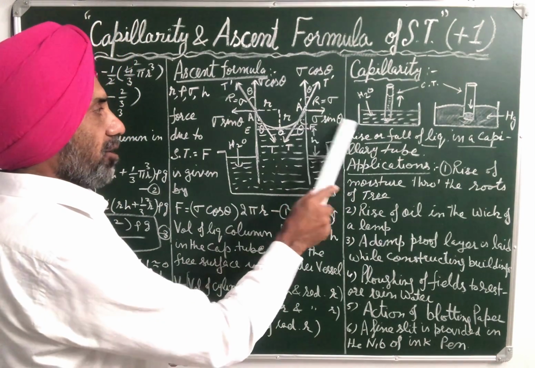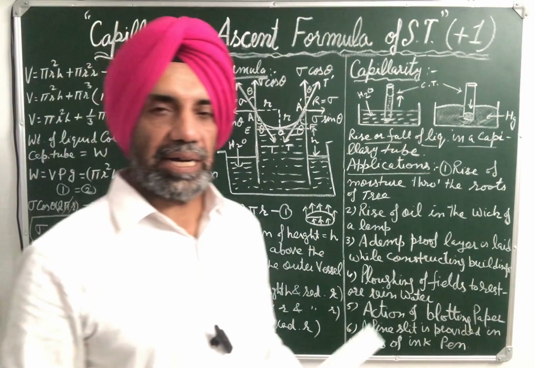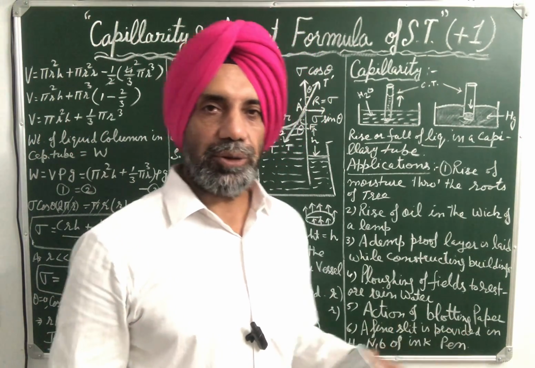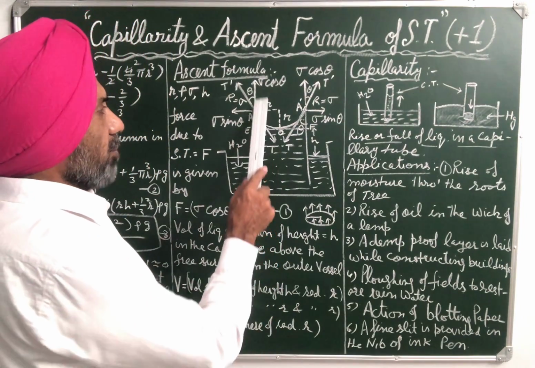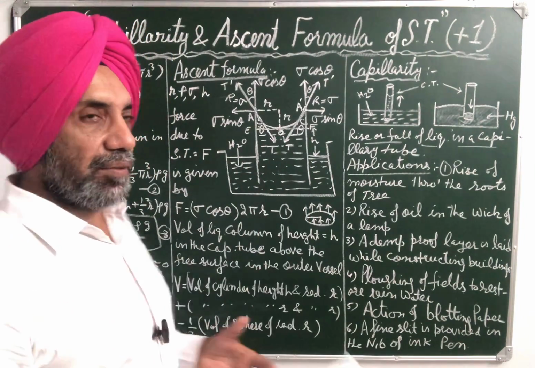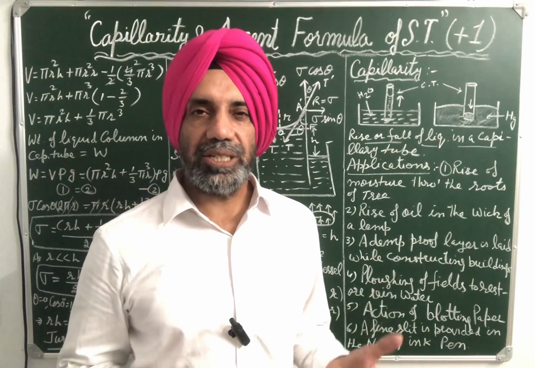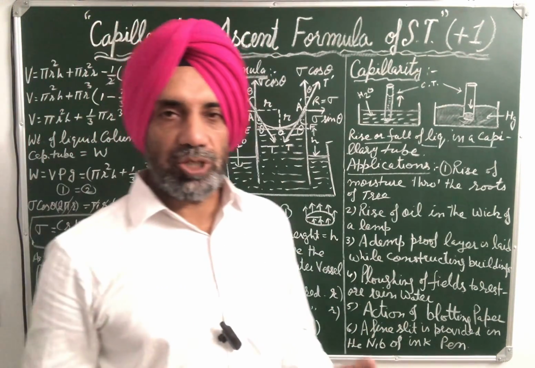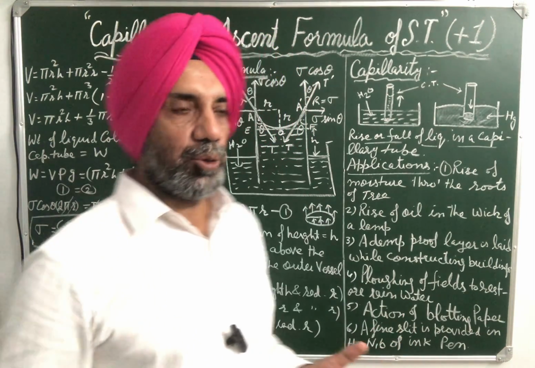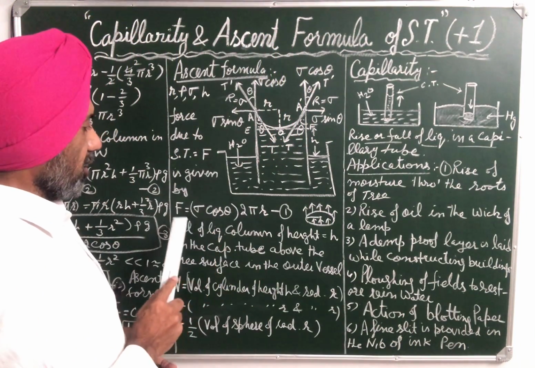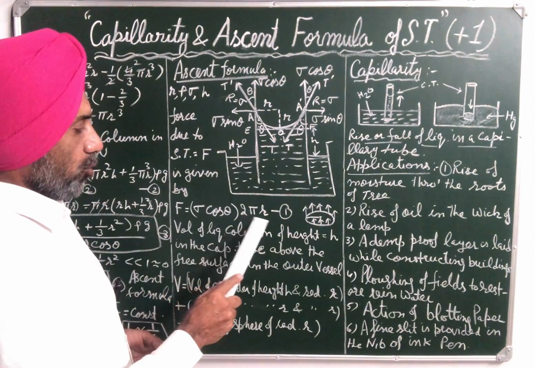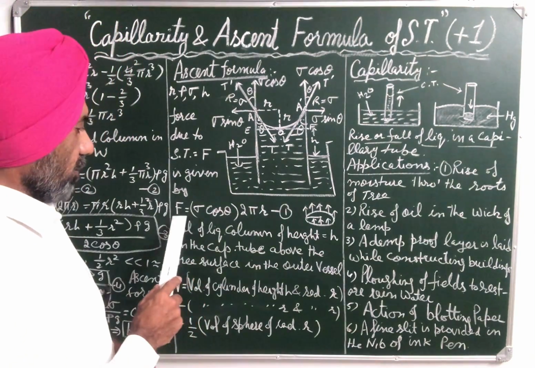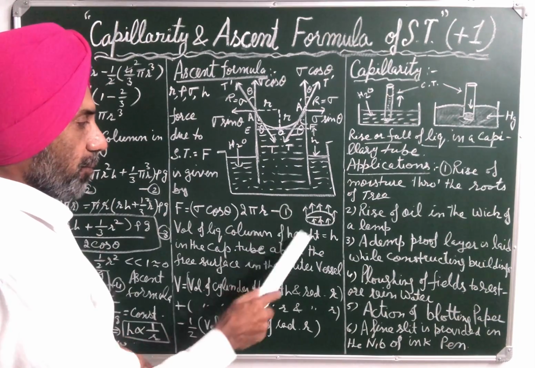So there is no effect of these components, sigma sin theta, which are acting outwards normal to the walls of the capillary tube. But sigma cos theta components are acting everywhere in the vertically upward direction. So this means the total force responsible for the rise of the liquid in the capillary tube is given by F is equal to sigma cos theta into 2 pi r, where r is the radius of the capillary tube. Sigma cos theta into 2 pi r, this is equation number 1.